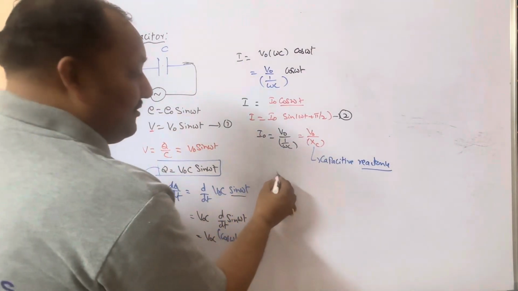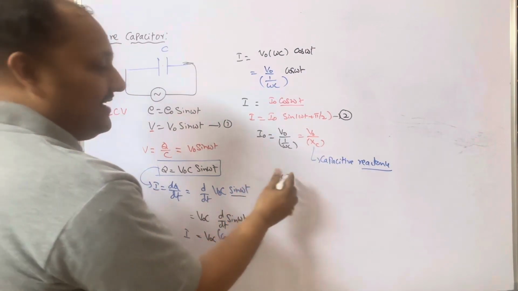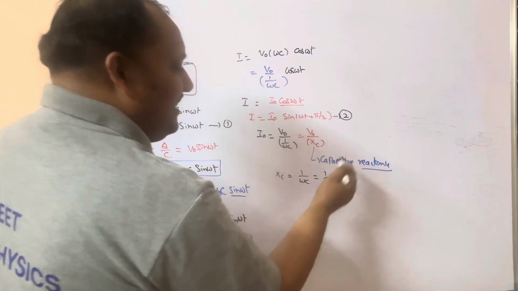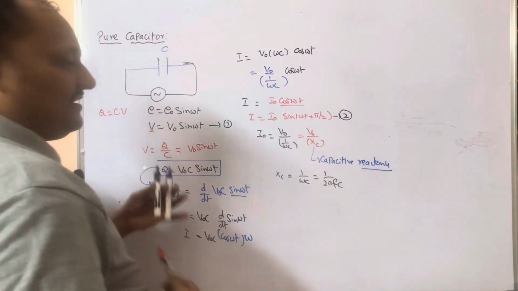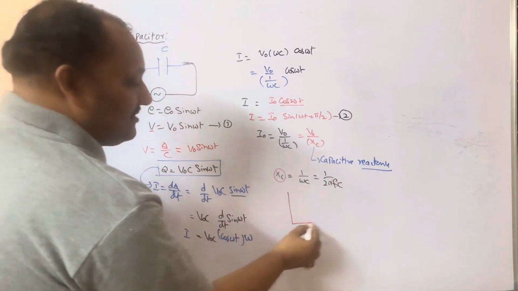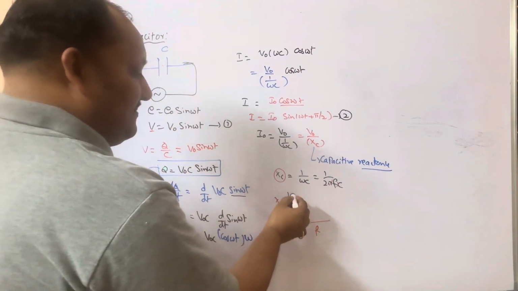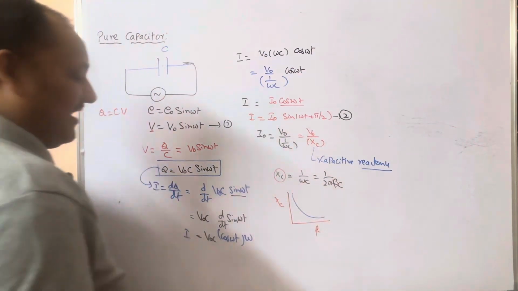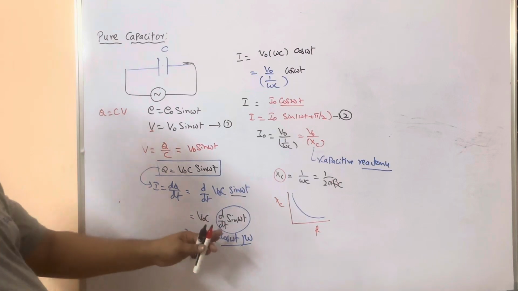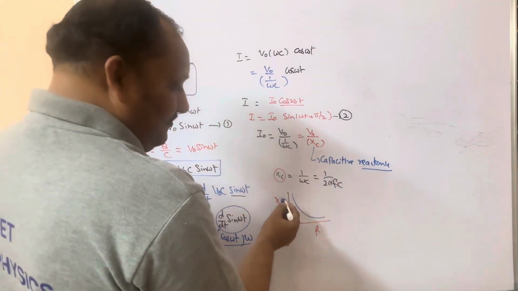Now Xc is going to be, if it is inductor, XL; if it is capacitor, Xc. Xc is going to be 1 by omega C, that is 1 by 2 pi fC. So what is the relation between Xc and f? That is inversely proportional. So what is the nature of the graph? Inversely proportional means, as we discussed in basics, a rectangular hyperbola. This is mathematics completely, but for physics it comes under basics.